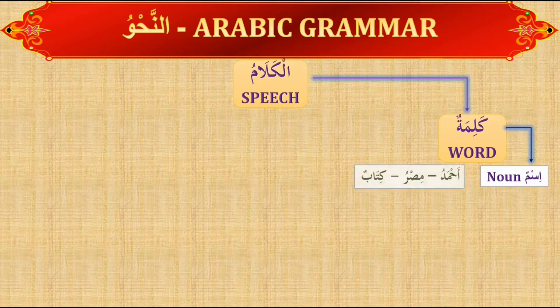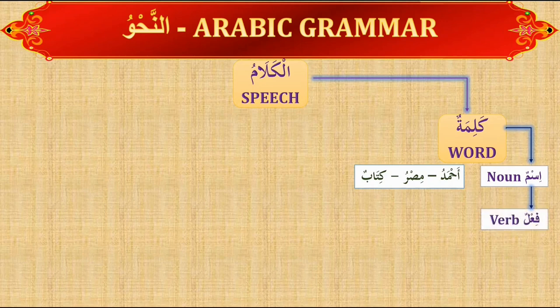Example, Ahmad, Misru, Kitabun. Ahmad is the name of person. Misru is a country, Egypt. Kitabun is book. The second type of kalima is fi'lun, verb.